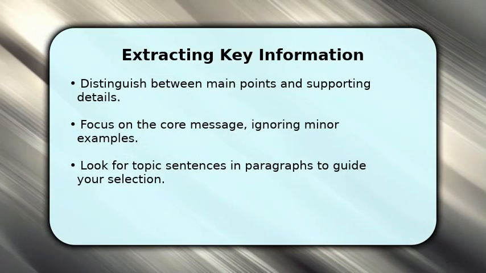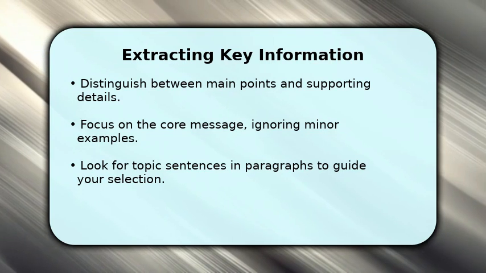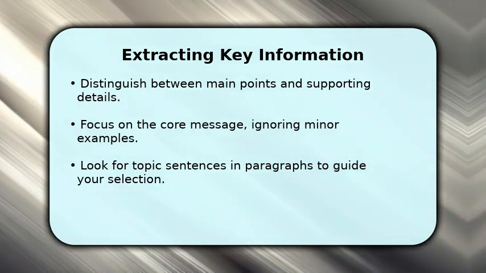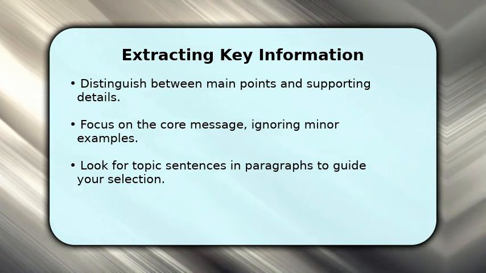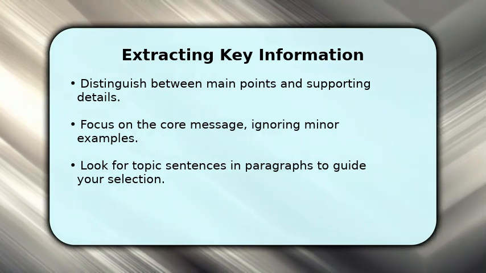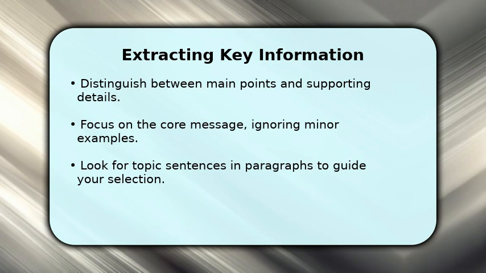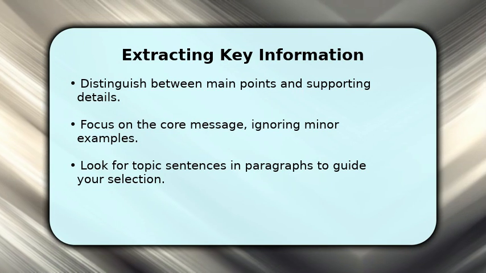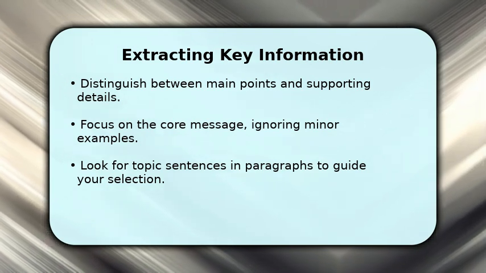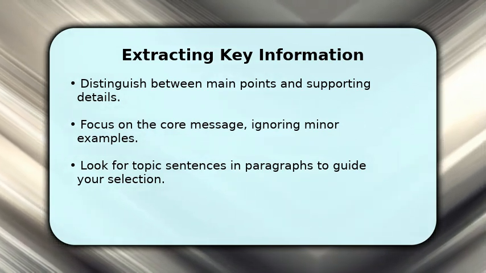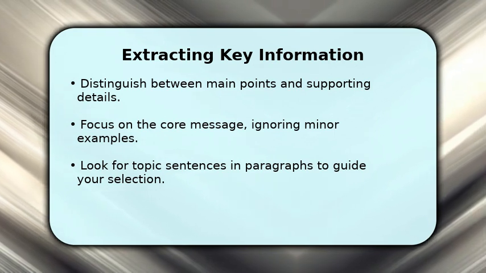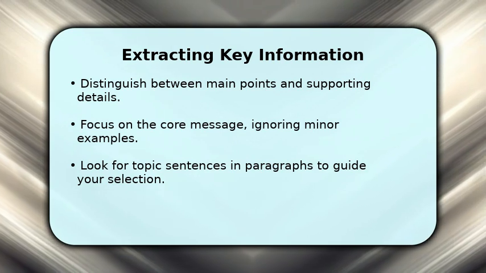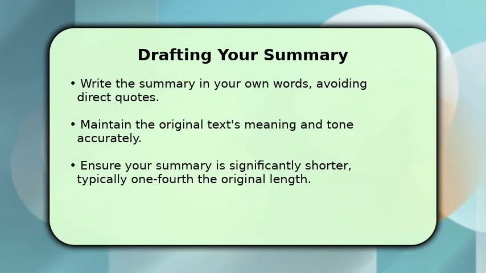Once you have a good grasp of the text, the next step is to extract only the key information. This means distinguishing between the main points and any supporting details or examples. Your goal is to focus solely on the core message, leaving out anything that isn't absolutely essential. Often, topic sentences at the beginning of paragraphs can help you identify these crucial pieces of information, making your selection process more efficient.